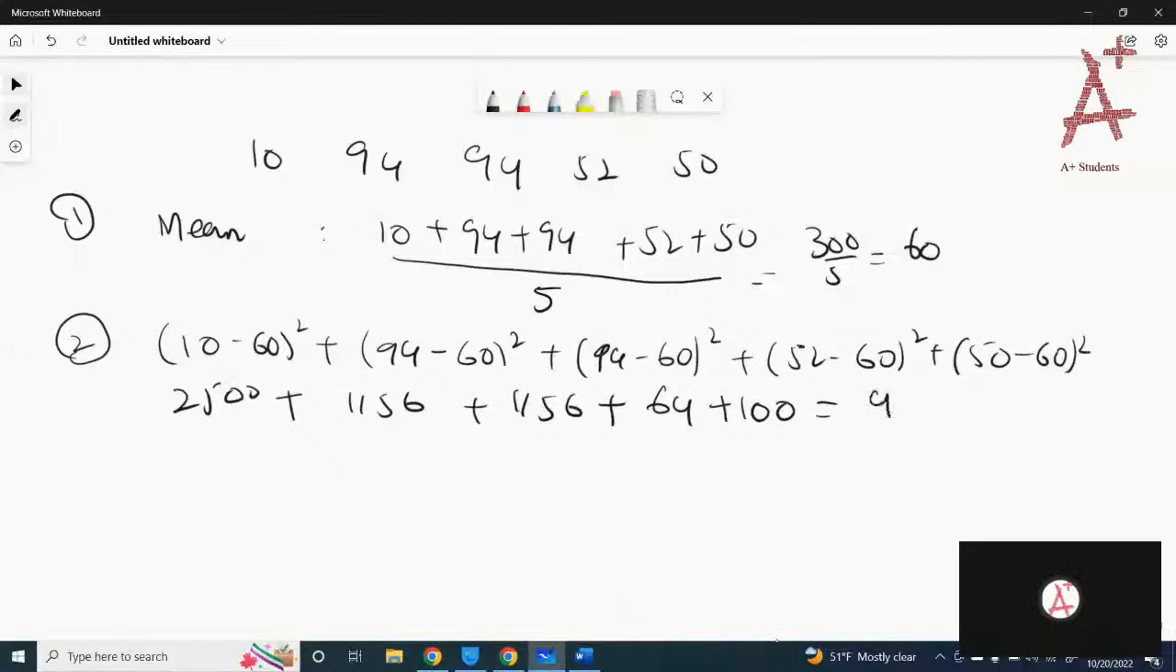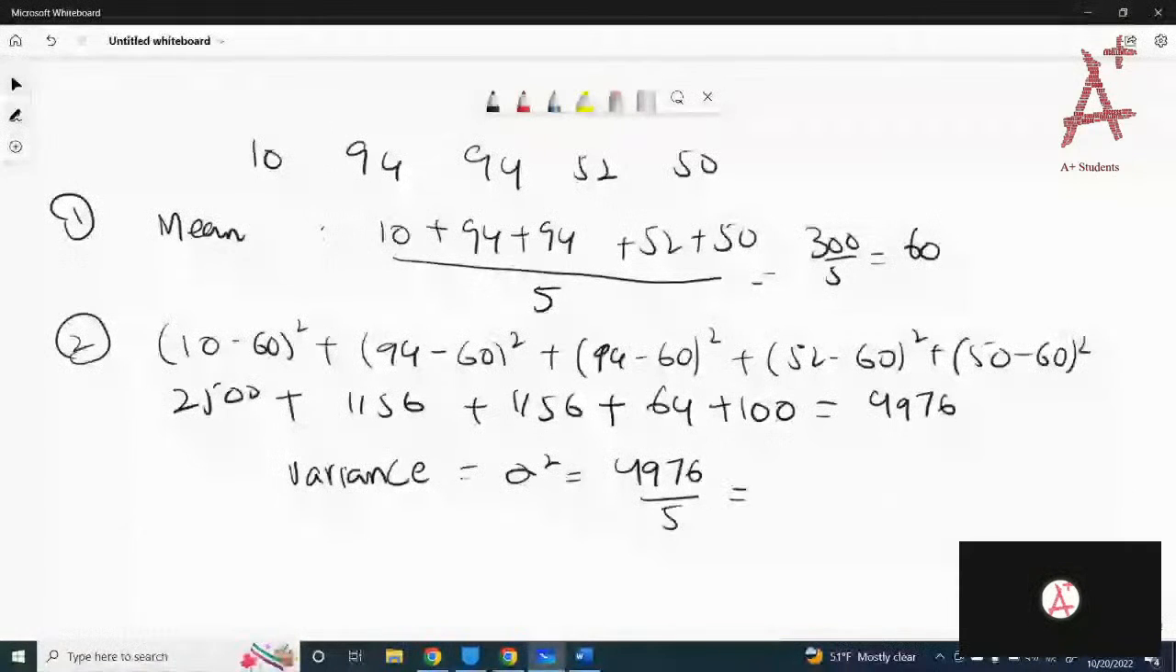So it is 4976. So for the variance, you have to divide it by 5. So it would be 4976 divided by 5. It is 995.2.